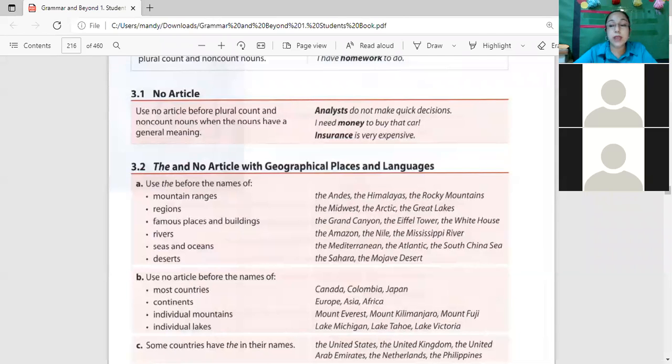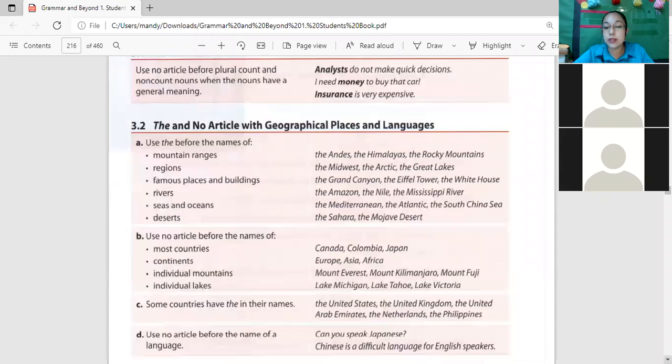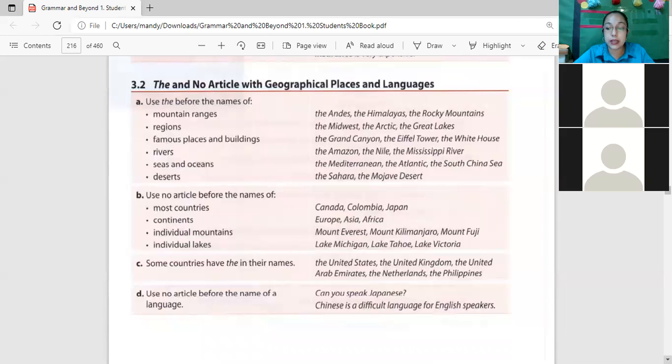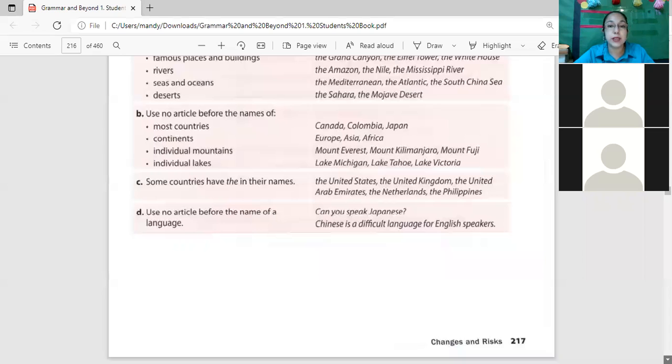And also, remember, we use the article the when you have the names of a mountain, region, famous place, river, ocean, etc. And you don't use articles before the names of the majority of countries. But we have some exceptions, for example, the United States, the United Kingdom, etc. These are countries where it is necessary to use the article the. And we use no article before the name of a language. We don't say the Spanish, the English, the Chinese. We only mention the language in this case: Chinese is a difficult language. We don't say the Chinese is a difficult language. It's not possible. Okay, so let's continue with exercise 3.2.